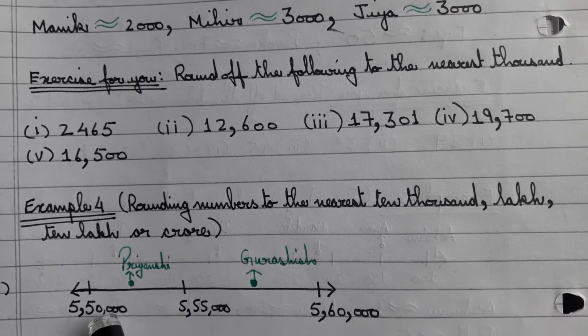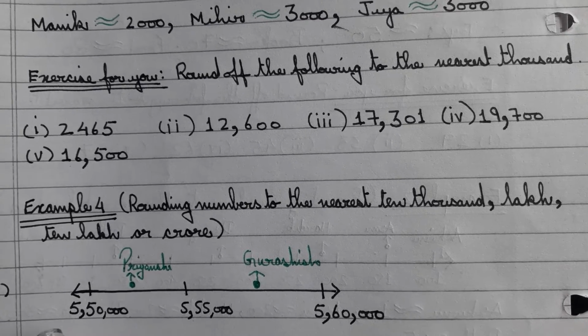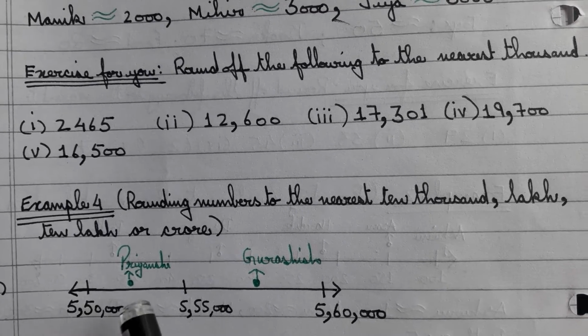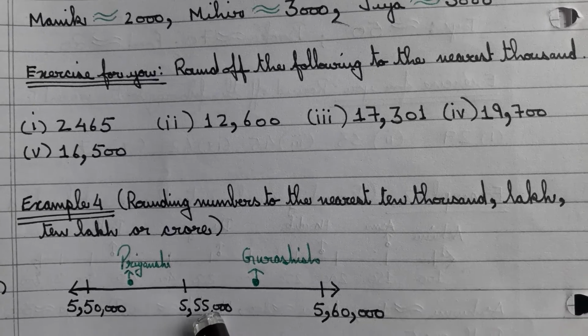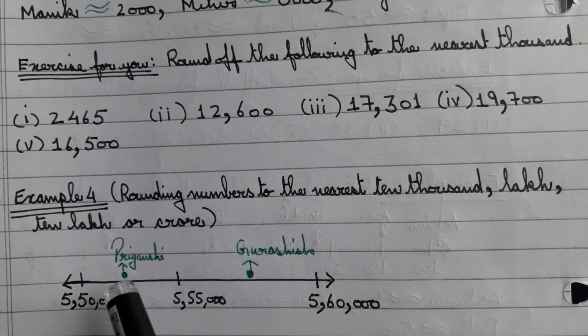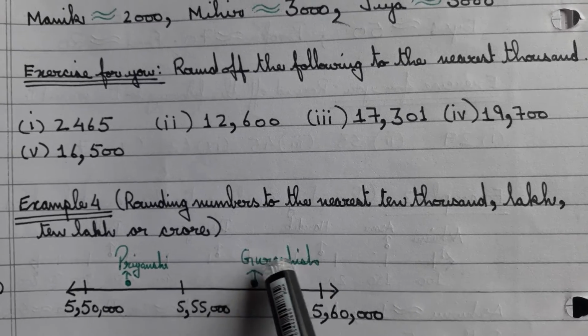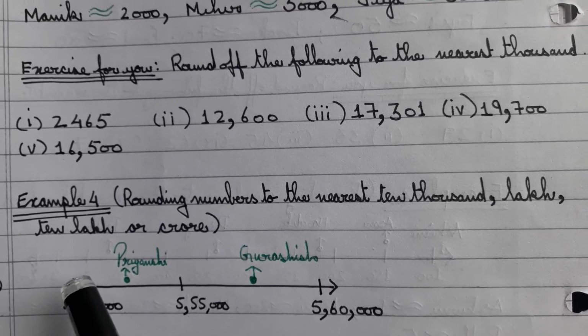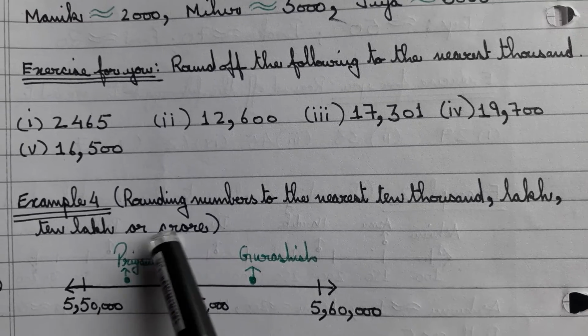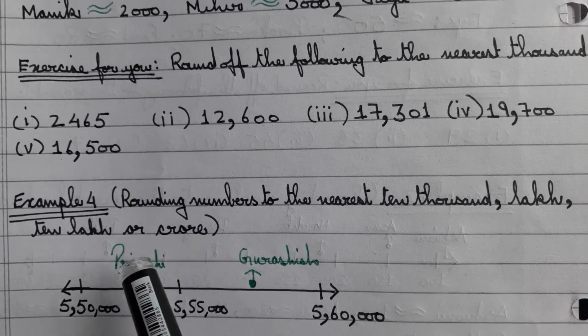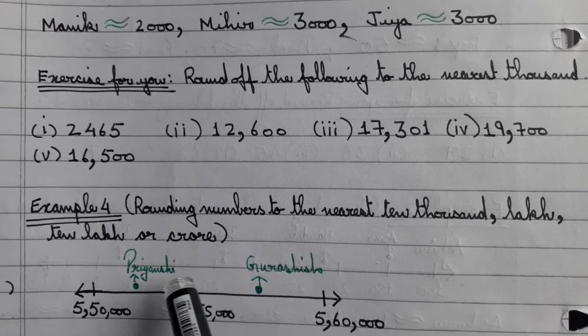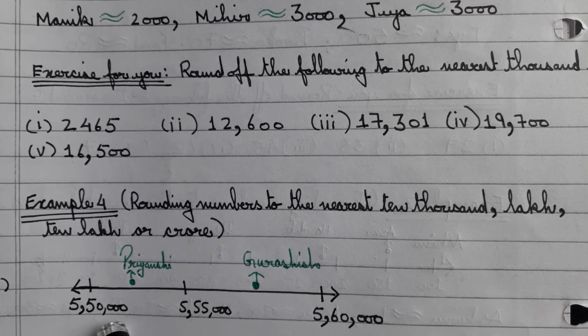Units, tens, hundreds, thousand, 10,000 and lakhs. 5 lakh 50,000. Between 5 lakh 50,000 and 5 lakh 55,000 is Priyanshi. And between 5 lakh 55,000 and 5 lakh 60,000 is Gurashish. Alright. So how much would be the approximate value of the money that Priyanshi has? She will have 5 lakh 50,000.